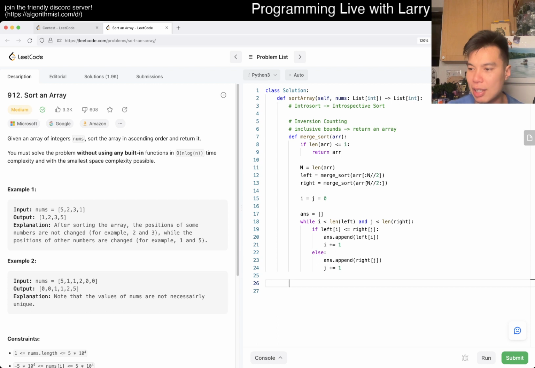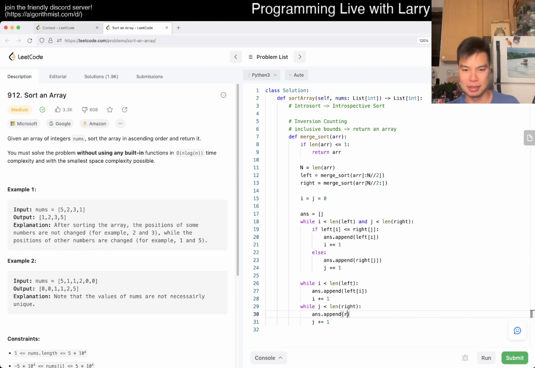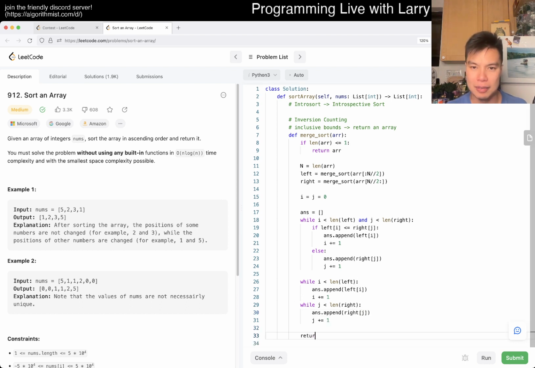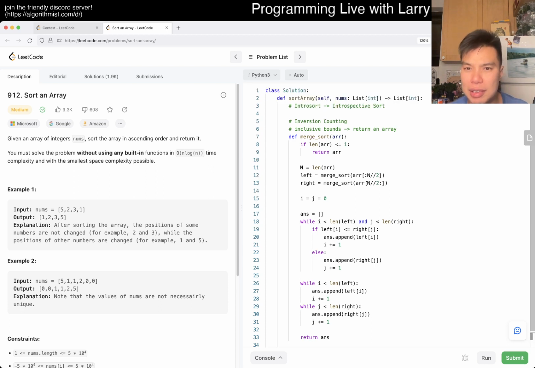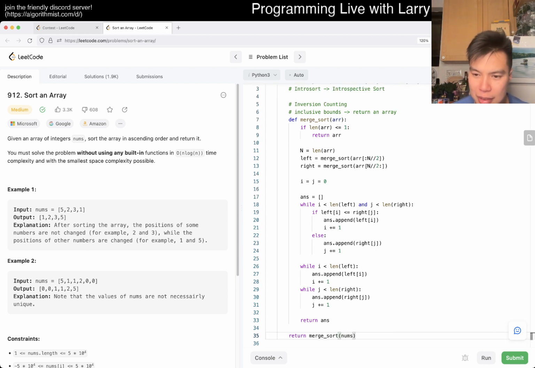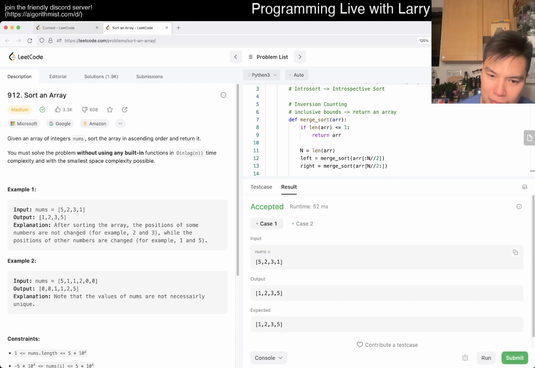And then of course you have to get the rest of it. So while i is less than the length of left, answer.append left sub i, and this is the merge portion, obviously. I guess I could have mentioned that earlier. What is it called? Nums. And that's pretty much it.